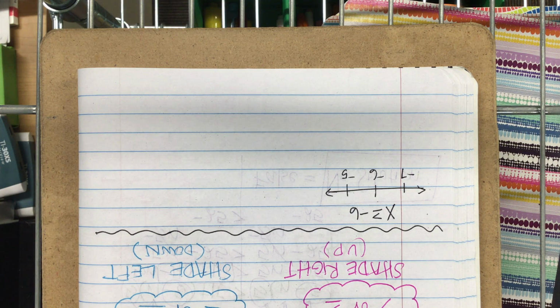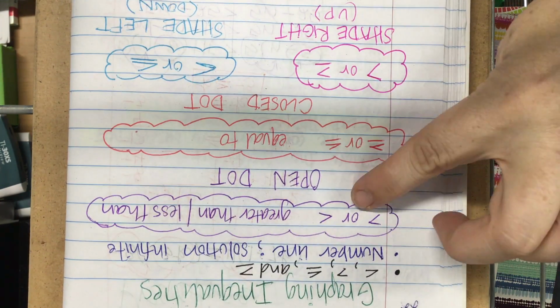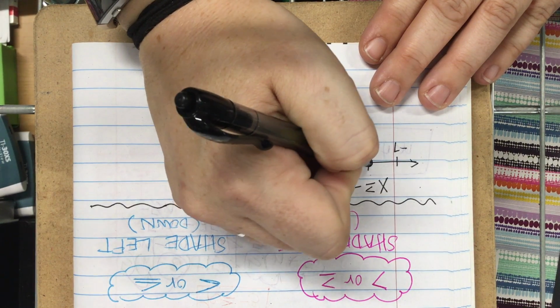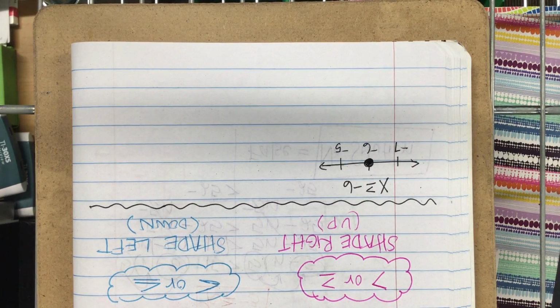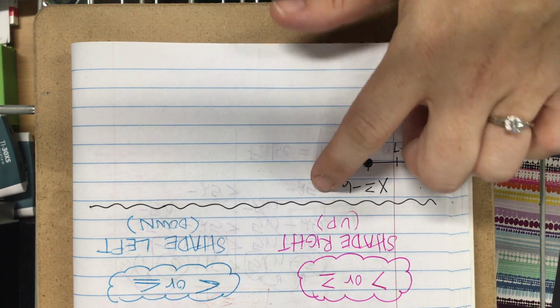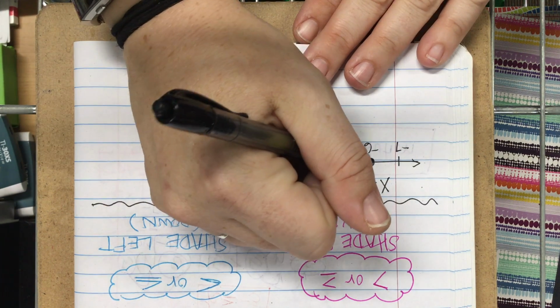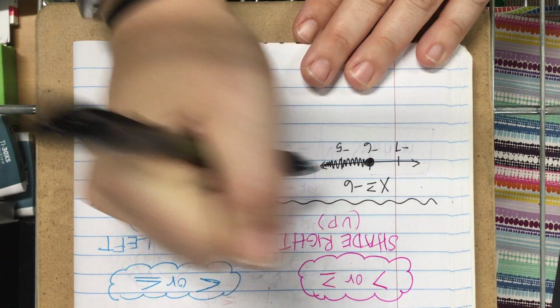Is this an open dot or a closed dot? Open or closed? Closed, because it could be negative 6. Because where I'm shading, whatever's colored in on my graph is a possible answer. And is negative 6 a possible answer? Yeah. Negative 6 is possible. And this reads x is greater than or equal to negative 6. So which way is greater? To the right. Any number in there.